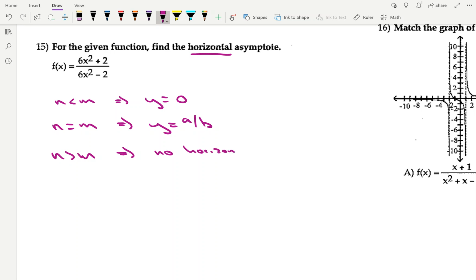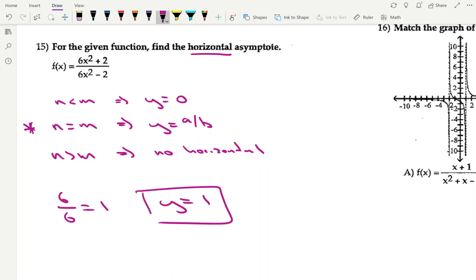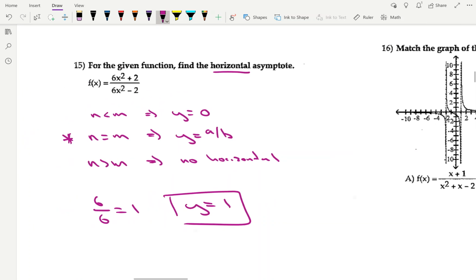Okay, so our case is this one here. So 6 over 6 is equal to 1. So y is equal to 1 is your horizontal asymptote. Remember, just grab the coefficients when the powers are matched. If the power up top is greater than the bottom, there's none. If it's less, then it's at 0. Okay, so the only time you're really getting something other than 0 is when they're equal, and when the top is bigger than the bottom, there's none, and when the top is less than the bottom, it's at 0.